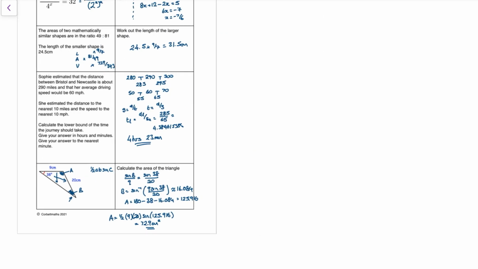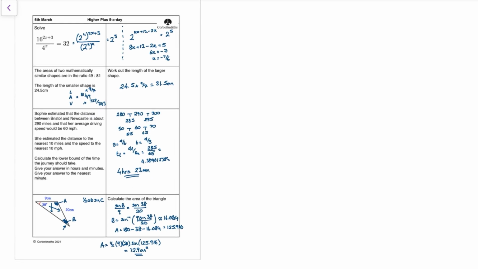And that's today done. Good mix of questions today. I quite enjoyed those questions today. Again, nice index rule to start. That bounds question was tricky but clever, similar shapes we haven't seen in a while, and a good sort of triangle question at the end.